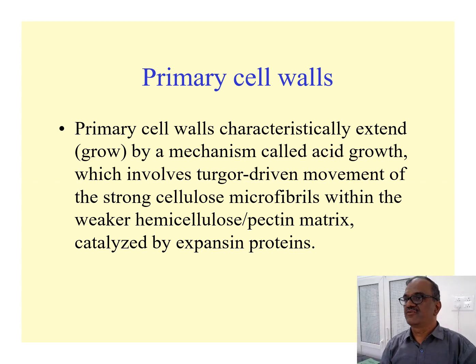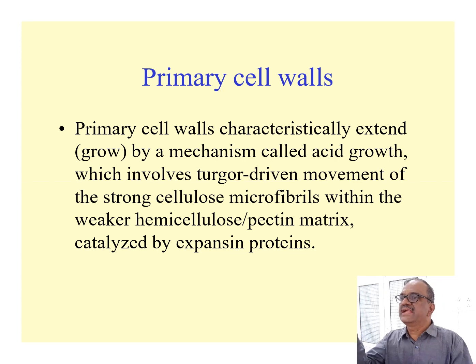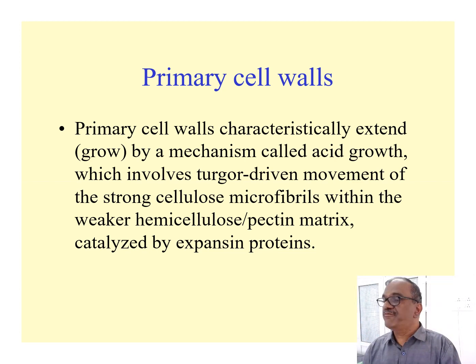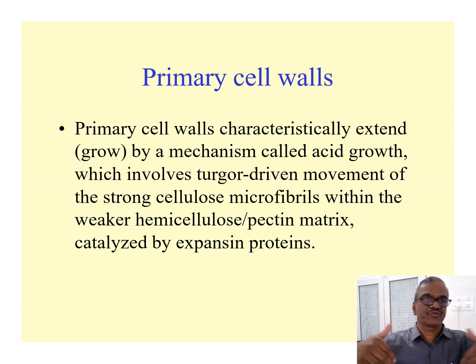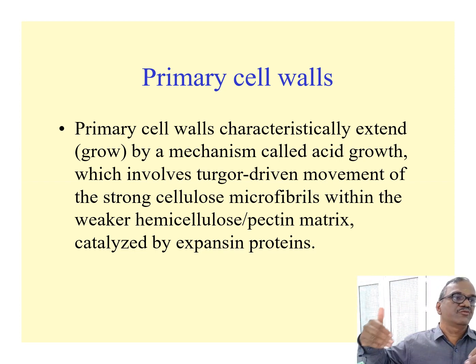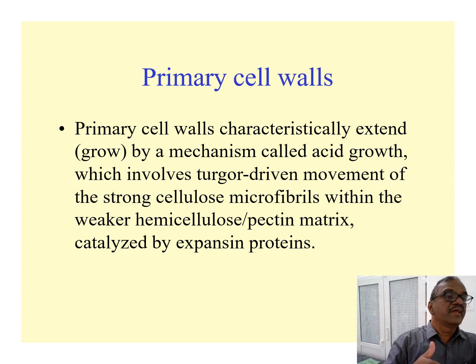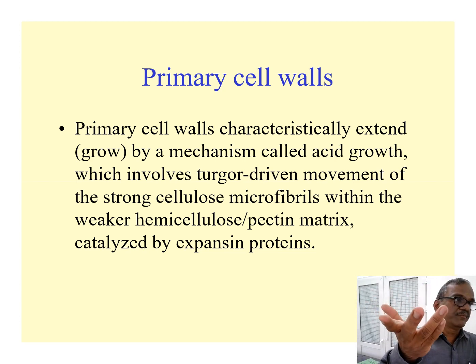Even the acid hydrolysis occurs because of the expansin proteins. Only a certain amount of growth gets accommodated. After that, what will happen? The primary cell wall becomes rigid. Then if other substances like lignin, cutin, or suberin accumulate, it forms a secondary cell wall.